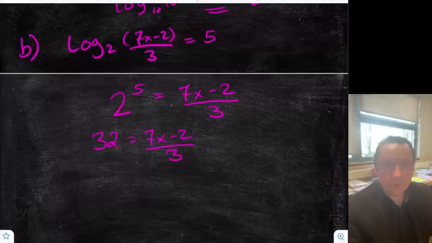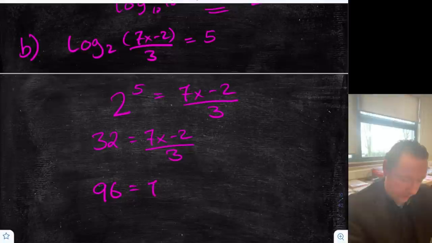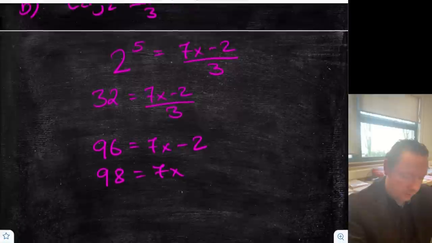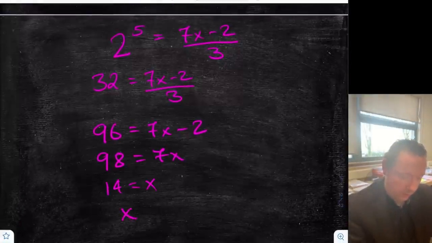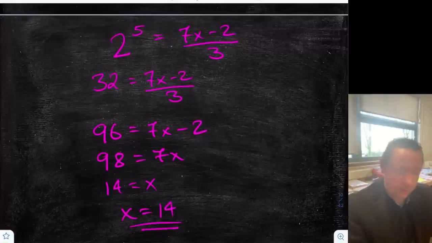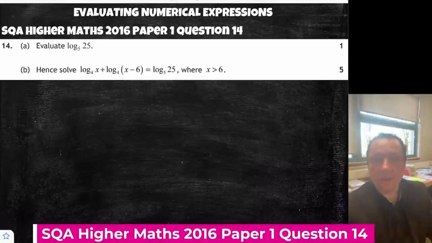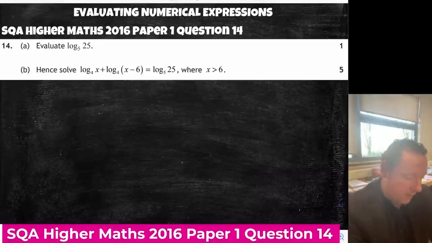So we can times 32 by 3. 32 times 3 is 96. So 96 is 7x minus 2. Add 2 to both sides, so 98 is equal to 7x. Dividing through by 7 then, you get 14 equals x, or nicer, x equals 14. And we're done there.